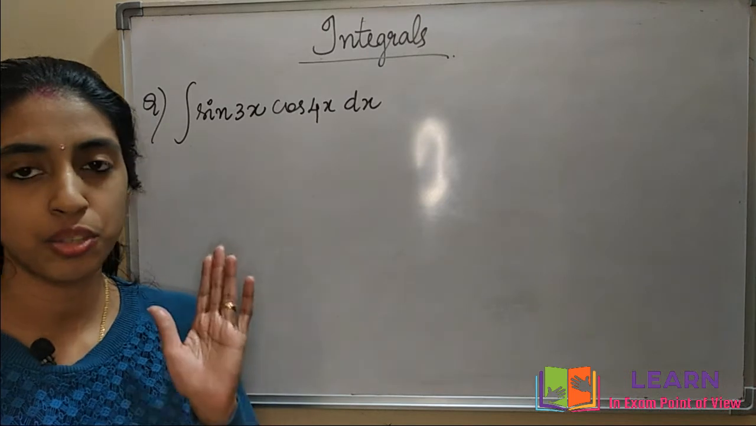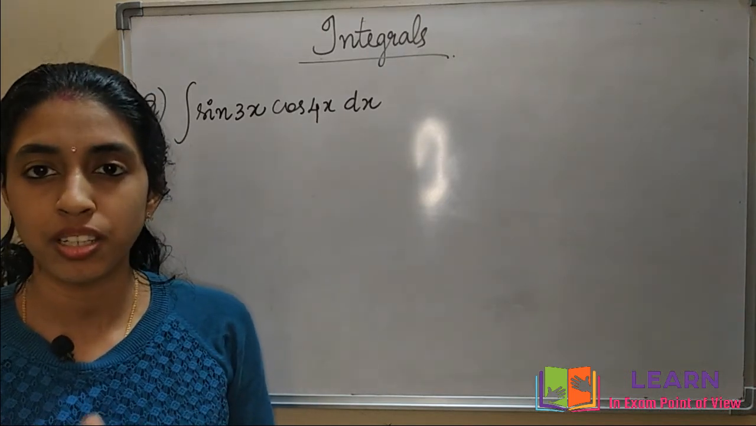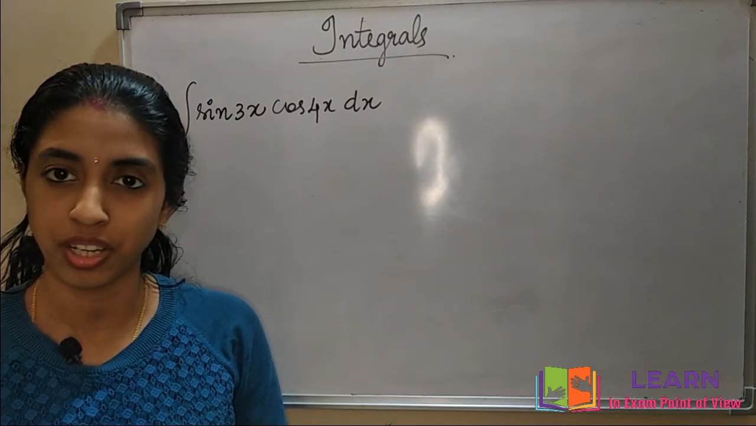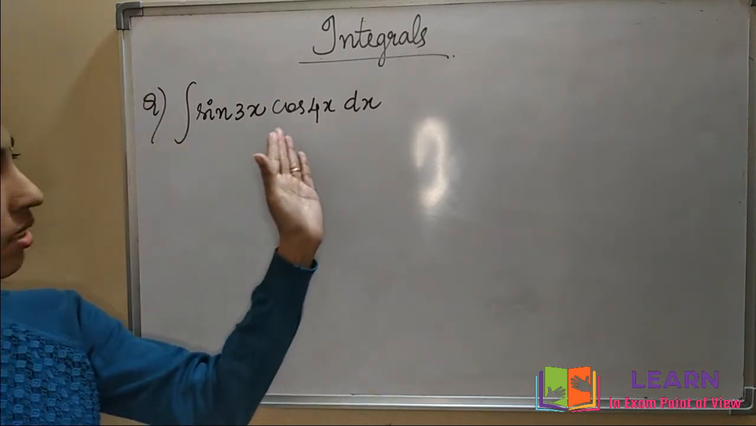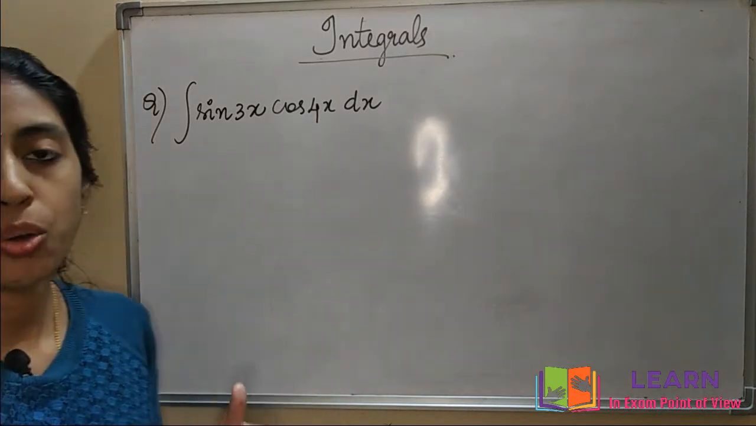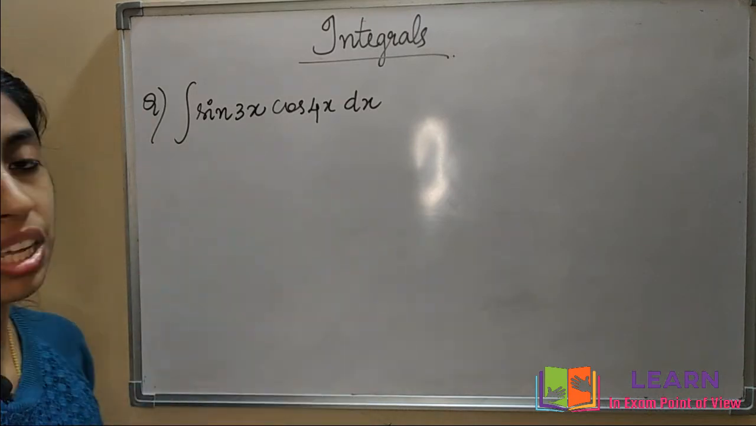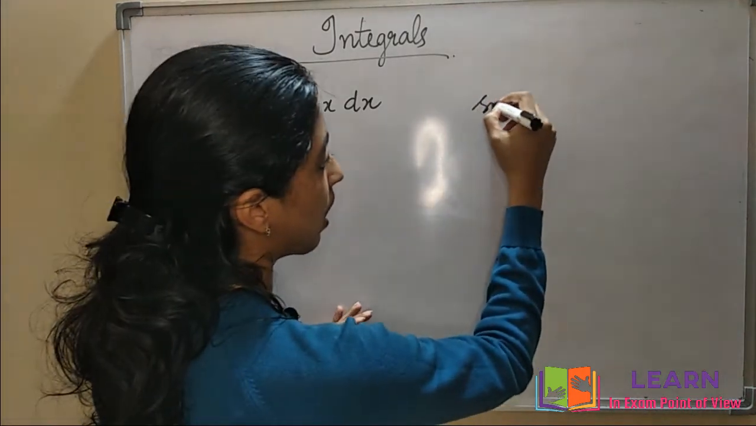That is two problems we are doing from exercise 7.3. That is a repeatedly asked question. The integral of sin 3x cos 4x dx. How can we integrate such questions? For this we have to apply a formula. Which formula can we apply?